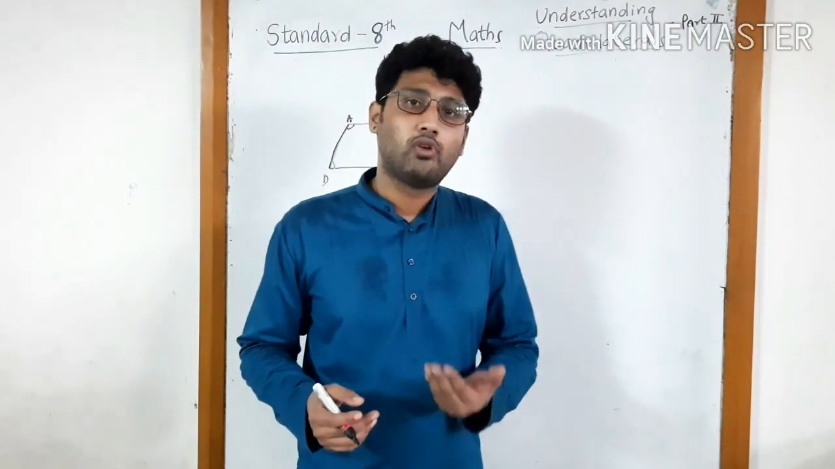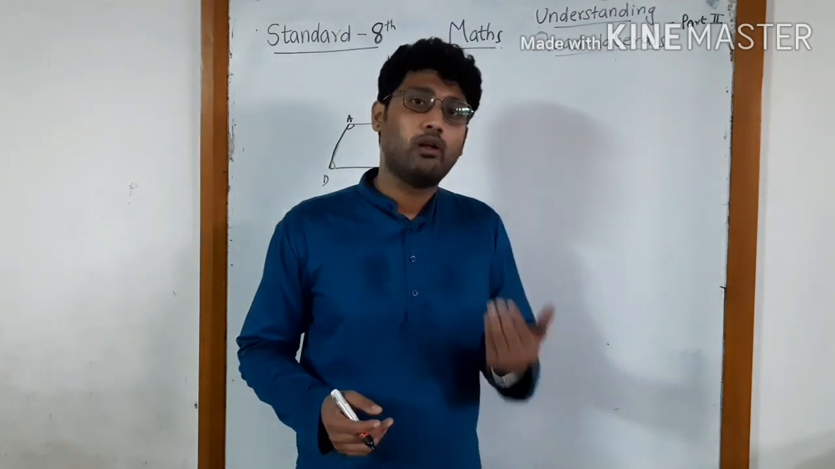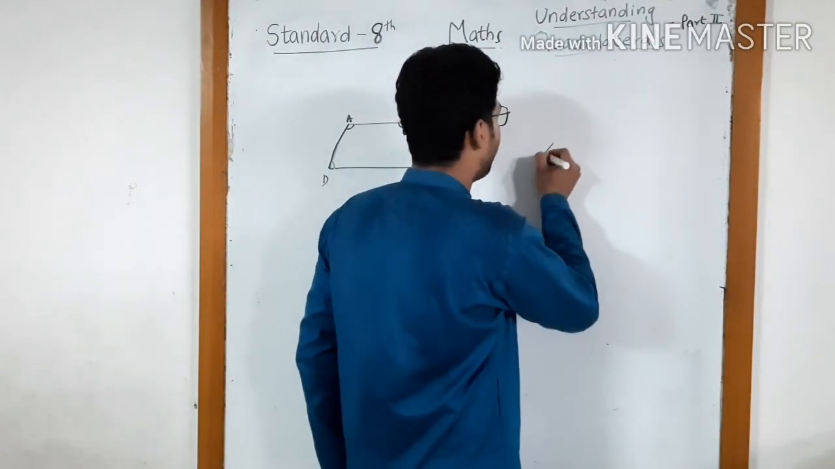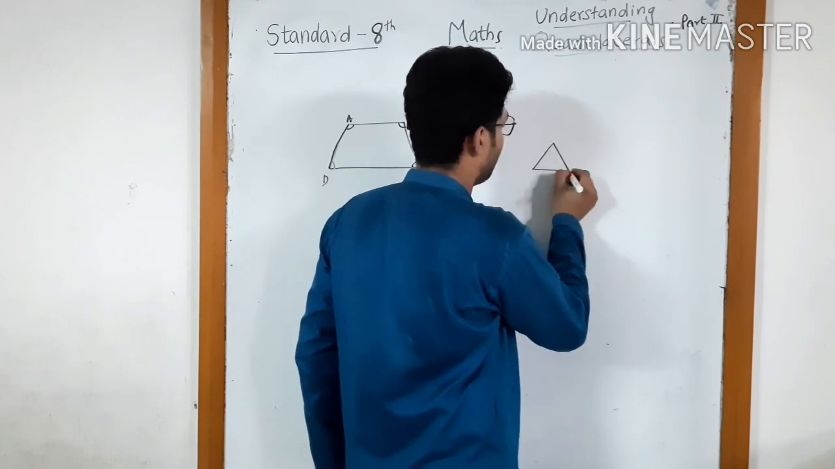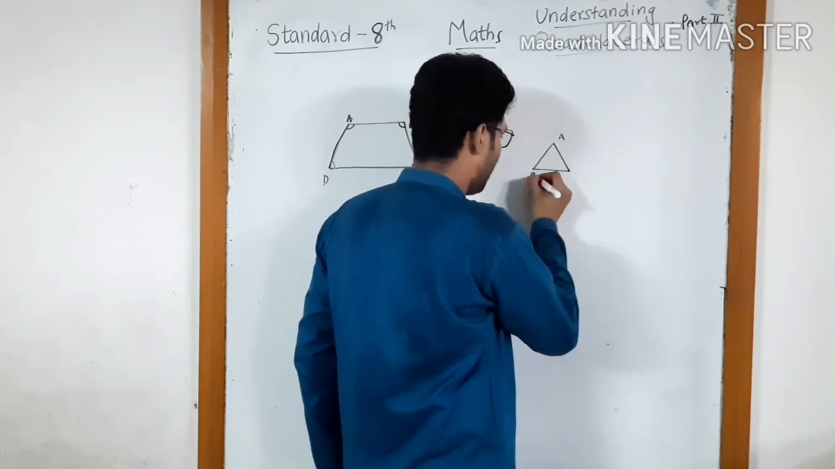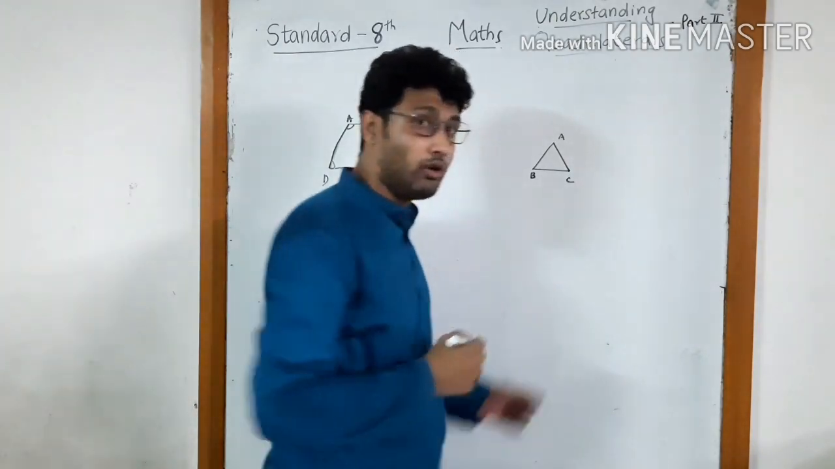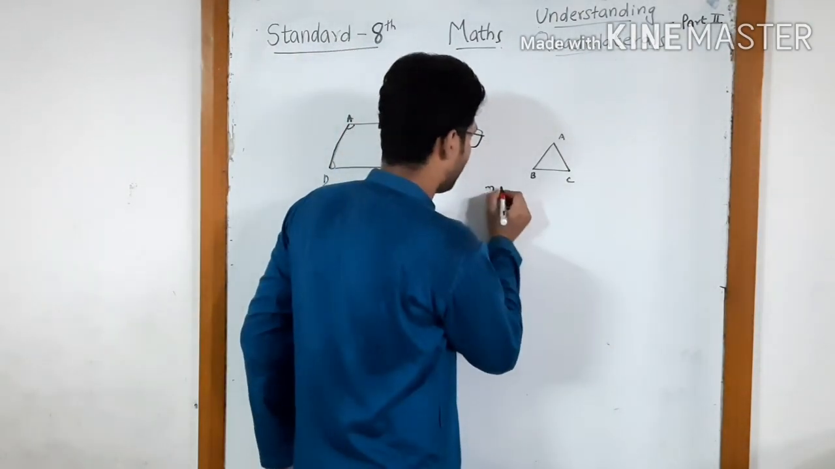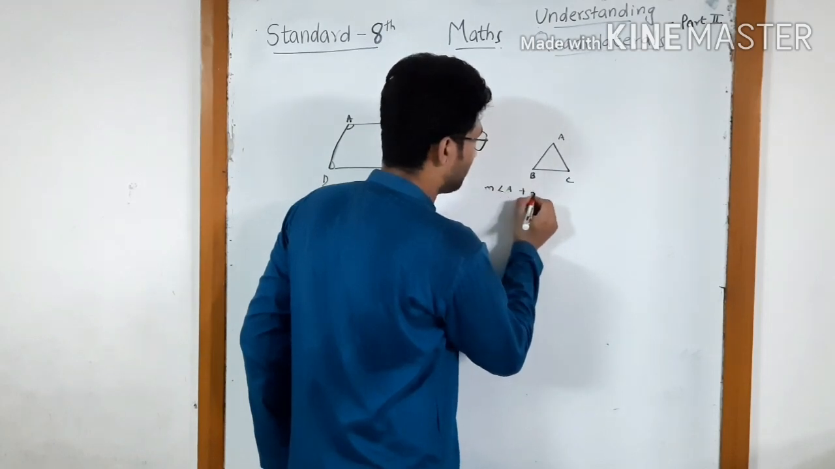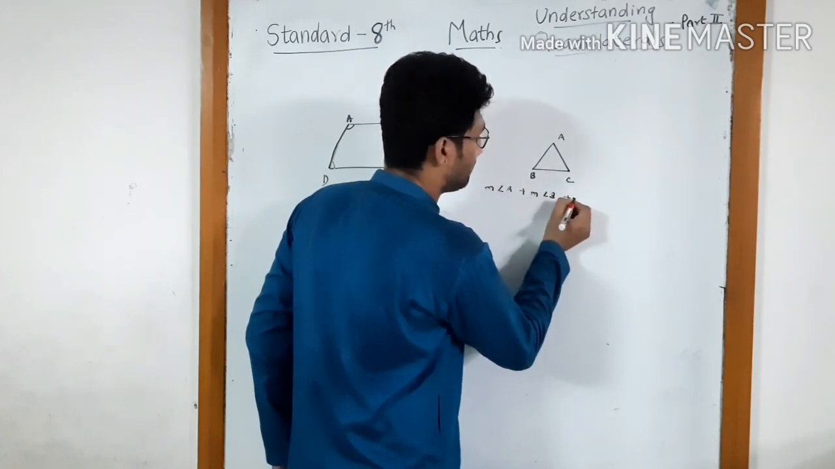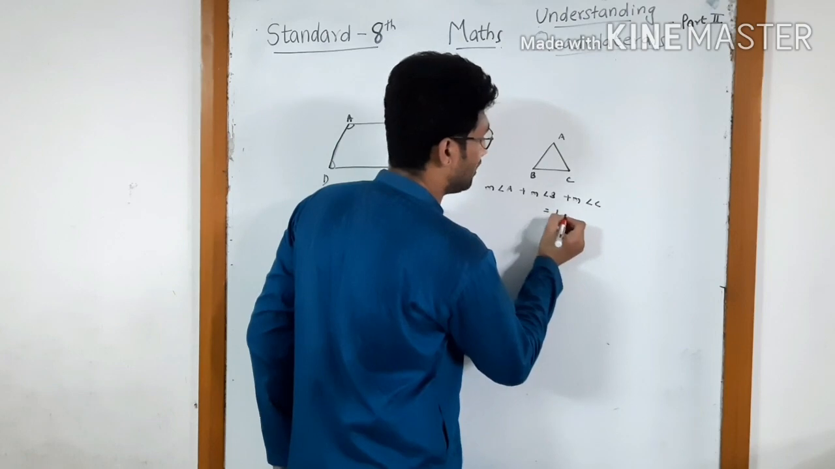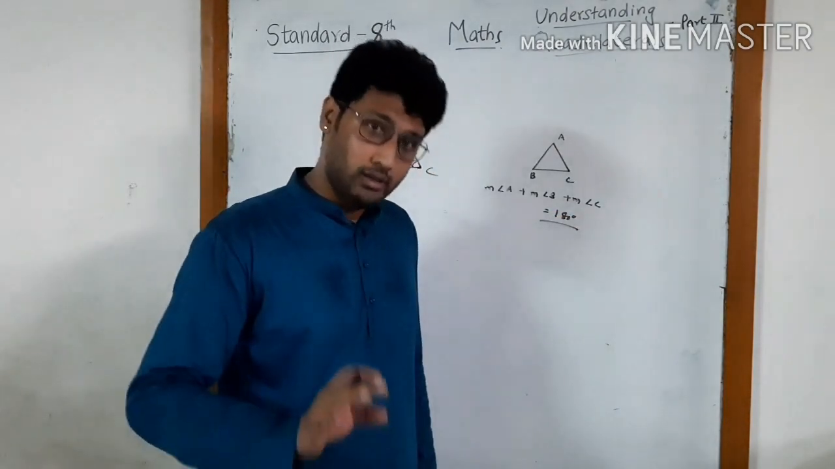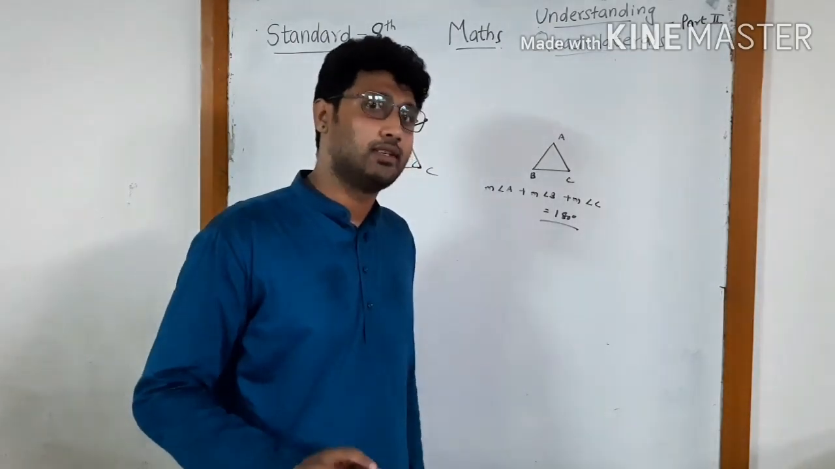If you remember what you have learned so far, you have learned the angle sum property of a triangle. So if I were to ask you, if I take a triangle ABC, what is the sum of the angles of this triangle? You know that measure angle A plus measure angle B plus measure angle C is always equal to 180 degrees. This is what you know already. This is what you have learned in the previous classes.